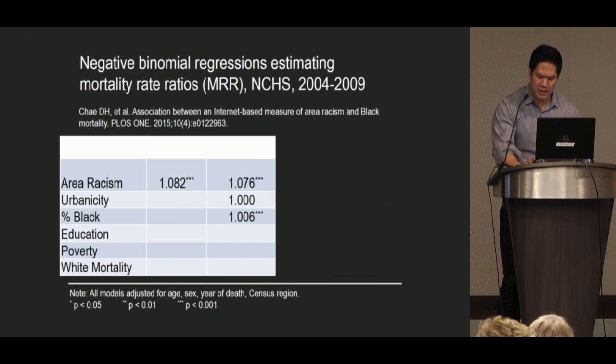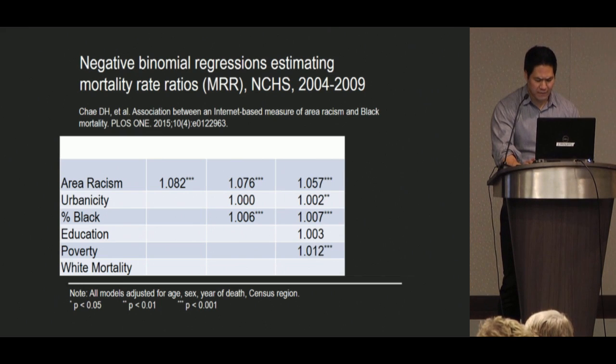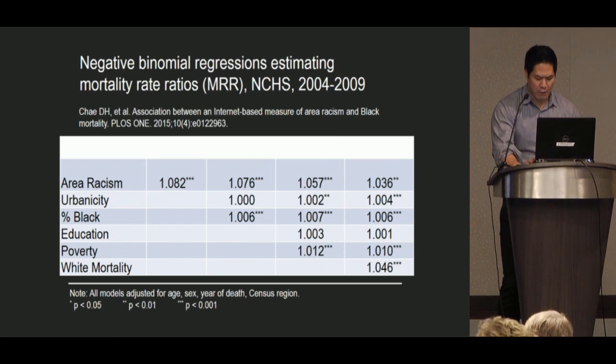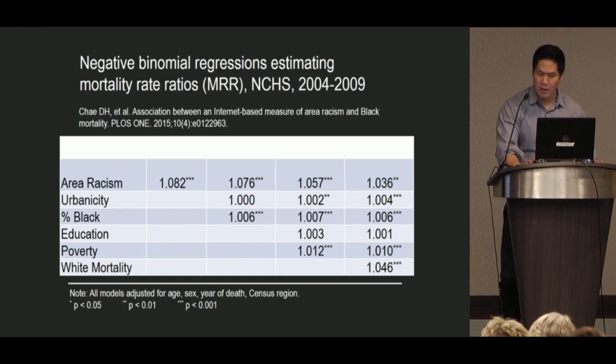This relationship persisted after adjustment for other area-level factors, such as urbanicity and the percent of the black population, adjusting for socioeconomic measures, such as education and poverty. In our final model, we adjusted for the white mortality rate. By doing this, we were controlling for possible unmeasured confounders that might influence mortality overall in a geographic area. We are also starting to now tap into black-white disparities in mortality. And still, we found a significant association between this Google search-based proxy of area racism and black mortality rates.